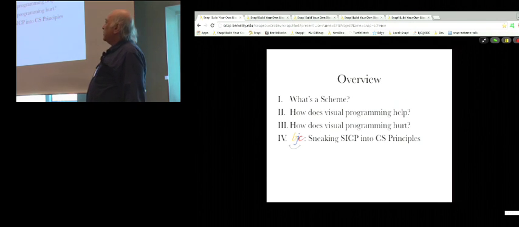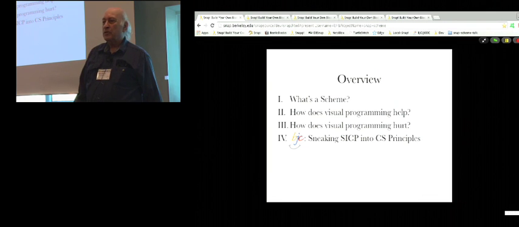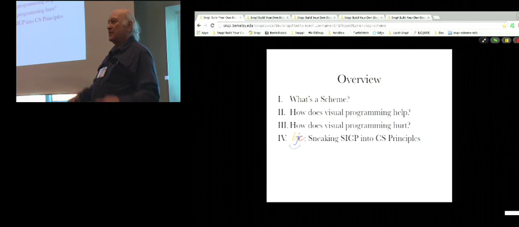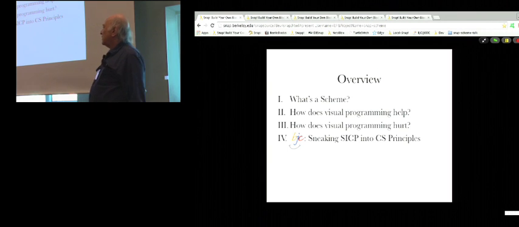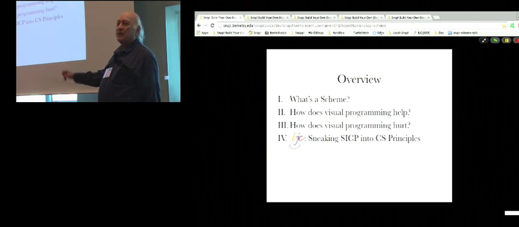Overview of the talk. Part one, what's a scheme? By which I mean, what does it mean to say that Snap is Scheme disguised as Scratch? I'm going to list a few of the things that make a language a scheme and show how we do them. Part two, how does visual programming help? This is, why do we want to disguise it as Scratch? Part three is, how does visual programming hurt? There are some ways that we feel a little constrained by the language in a way that the Bootstrap gang is not constrained by theirs. And finally, a few minutes on the beauty and joy of computing, which is SICP disguised as CS principles.